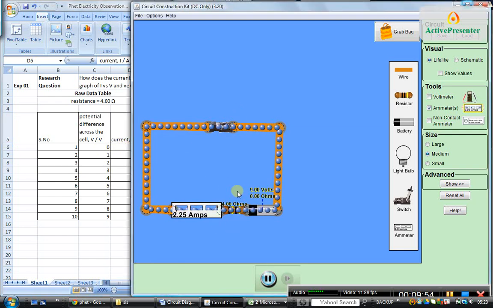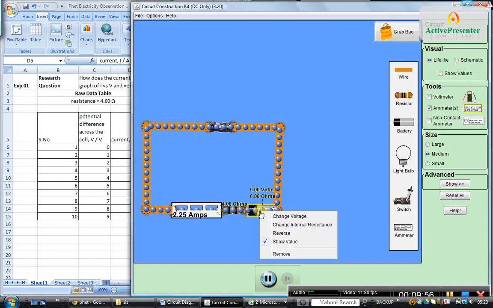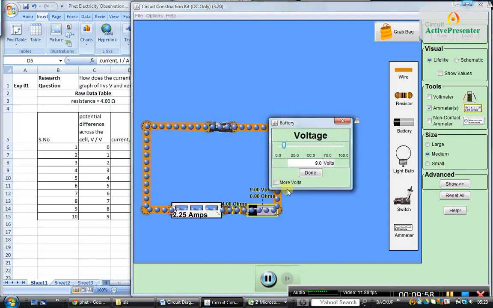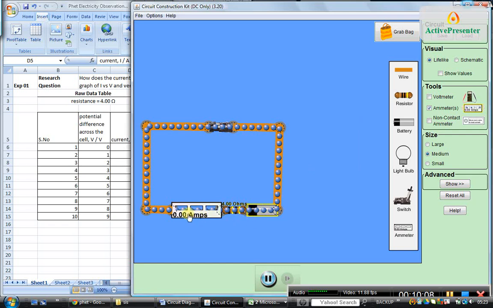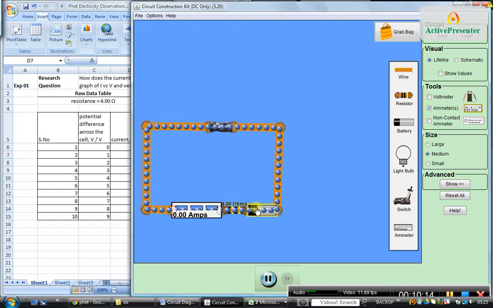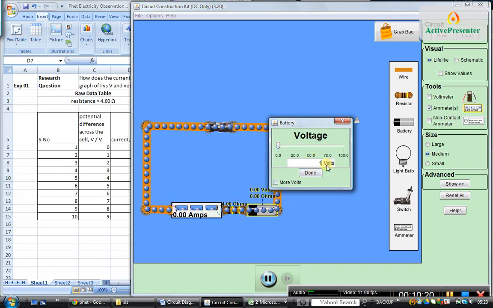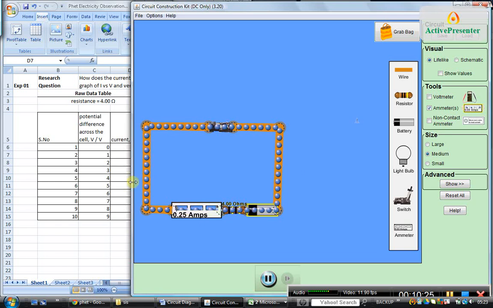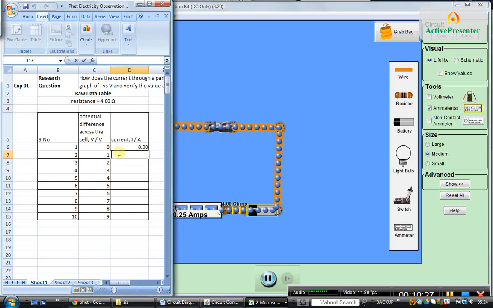So first start with 0 volts. So right click on the battery, change voltage and type 0 and press the tab key, then done. So it shows 0 ampere current. So type that, record it in your observation table. Now make it 1. Press tab again, click done. Now it shows 0.25 amperes, so note it down.